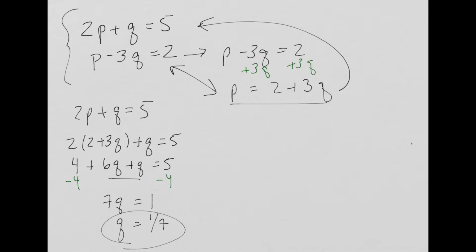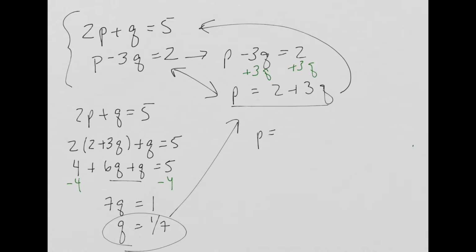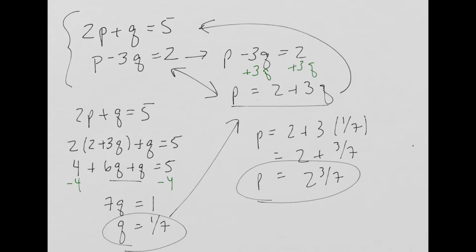But that's only half of my answer. Remember, I have a p and a q. So I'm going to come back up to this equation to solve for p. So p is going to be 2 plus 3 times 1/7. So that's 2 plus 3/7. So we'll just say 2 3/7. So those are my answers. I got q is 1/7, p is 2 3/7.